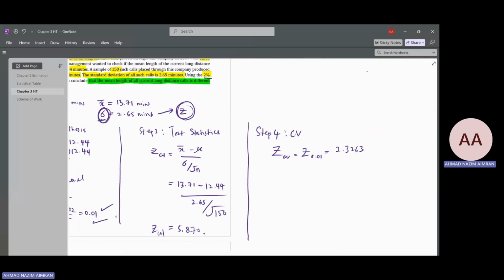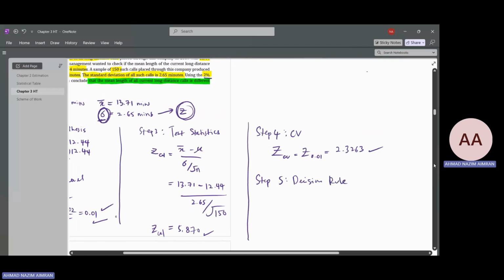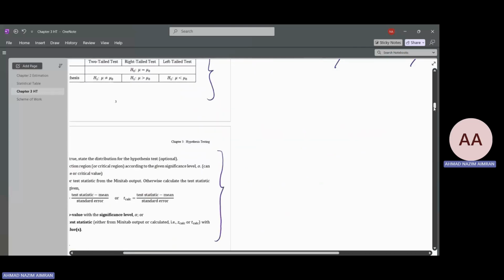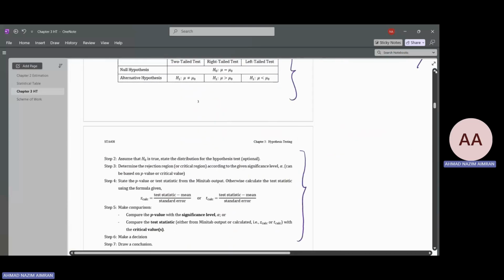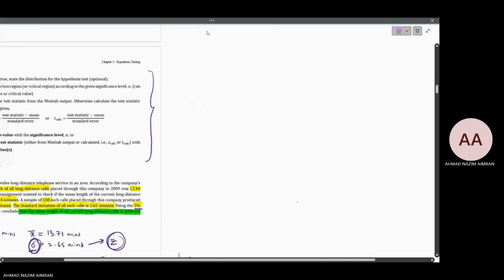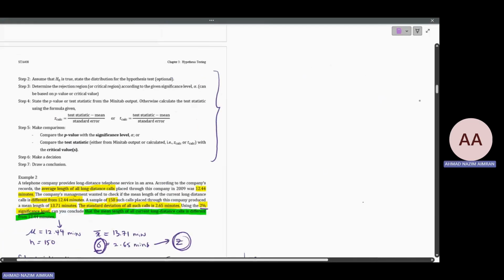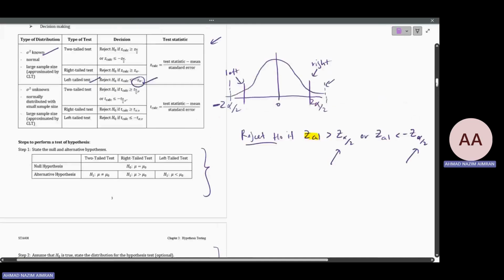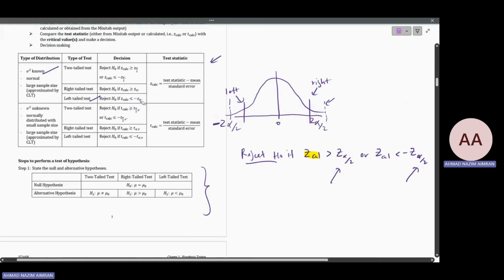Now you have calculated the Z calculated and found the Z critical value. What you need to do next is to compare these two values. So we need to use the decision rule. From here, you need to refer to the table up here. So where is our table? I think it's up here. Okay. Now look at this table.